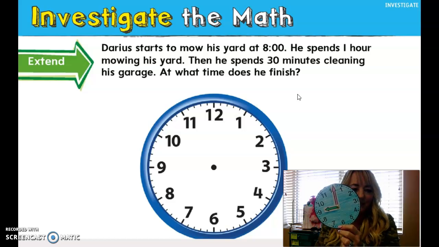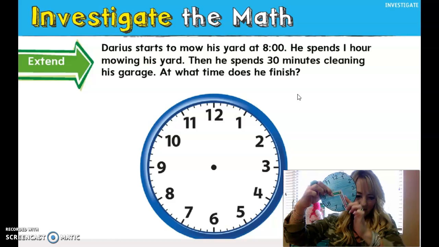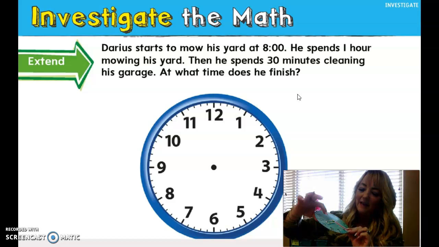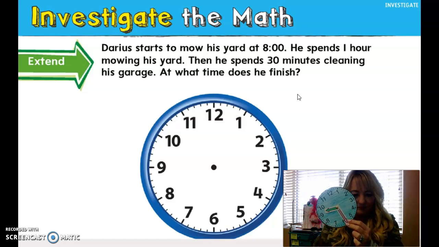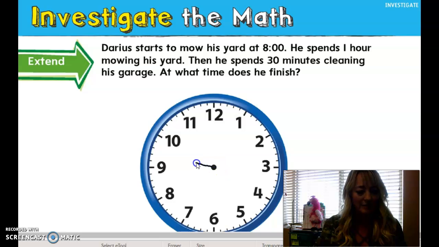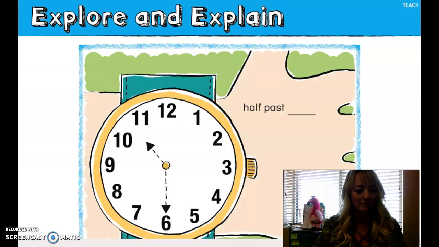But then he spends 30 minutes cleaning his garage. What time does he finish? So the minute hand will go halfway around because it's half past. So we'll stop at the 6, or 30 minutes, half past. And then our hour hand will go up and in between the 9 and 10 because it's almost 10, it's half past 9. Okay, so when we get our writing tools, we would say between the 9 and the 10, and then straight down with our minute hand to the 6. Oh, I already did that one.